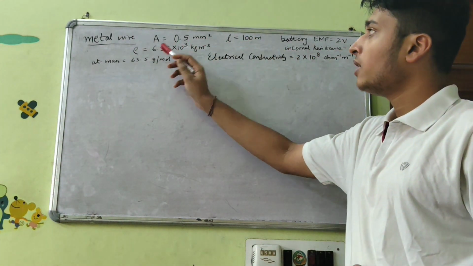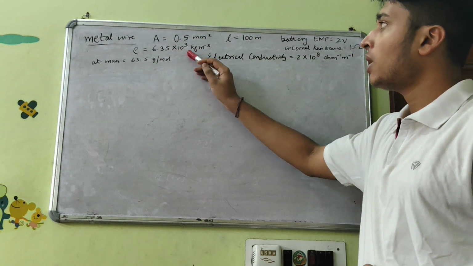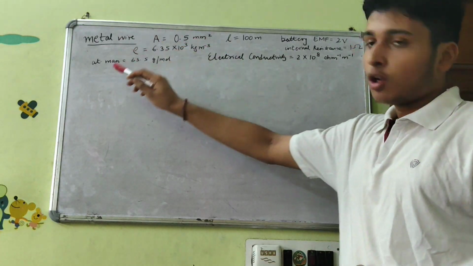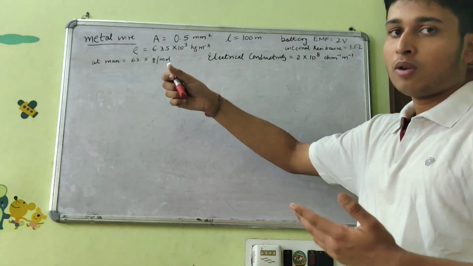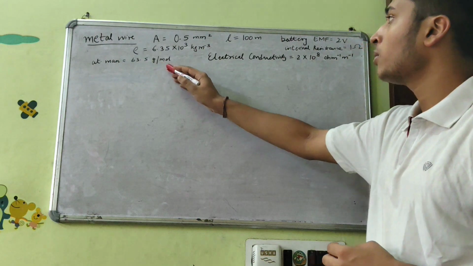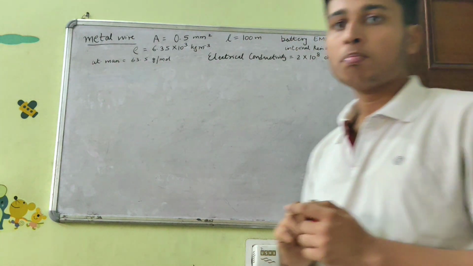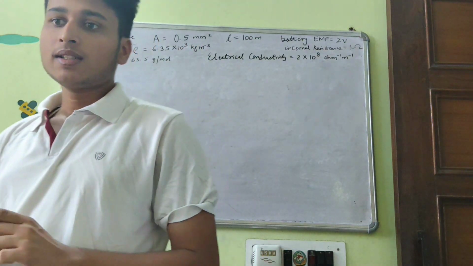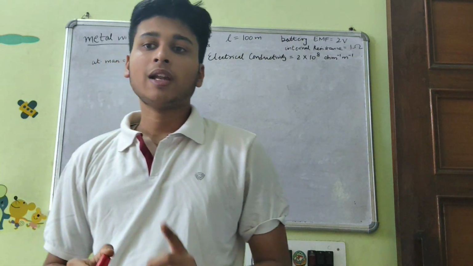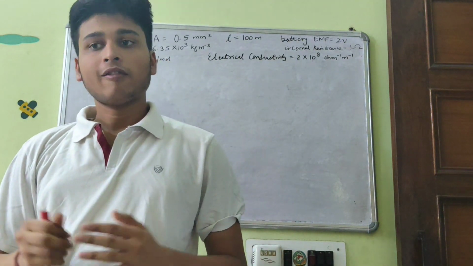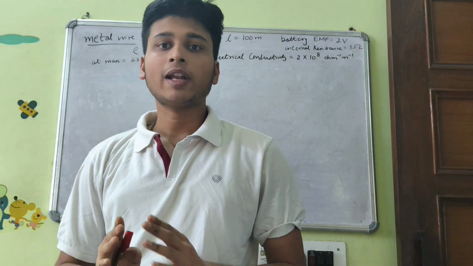The density of the metal is 6.35 into 10 to the power 3 kilogram per meter cube. Atomic mass of the element of the metal is 63.5 gram per mole, and the electrical conductivity is given 2 into 10 to the power 8 per ohm per meter. Further, it is said that assuming one conduction electron per atom of the metal, we have to find the drift velocity of the electrons in the wire.